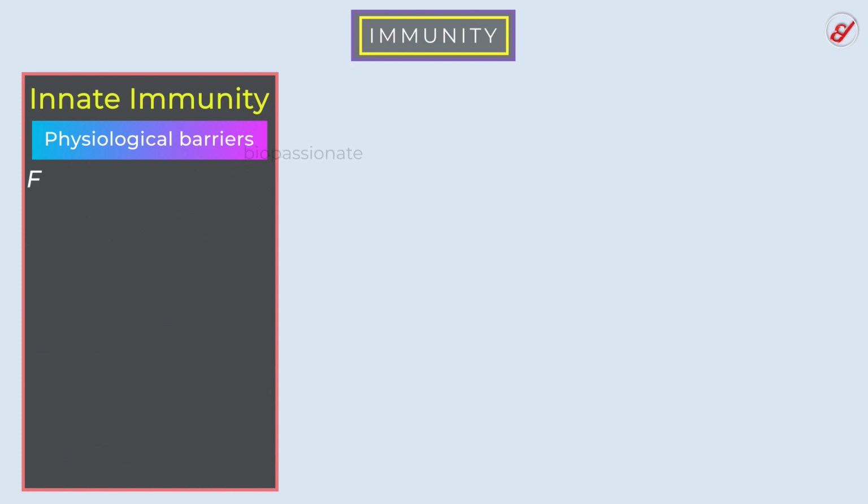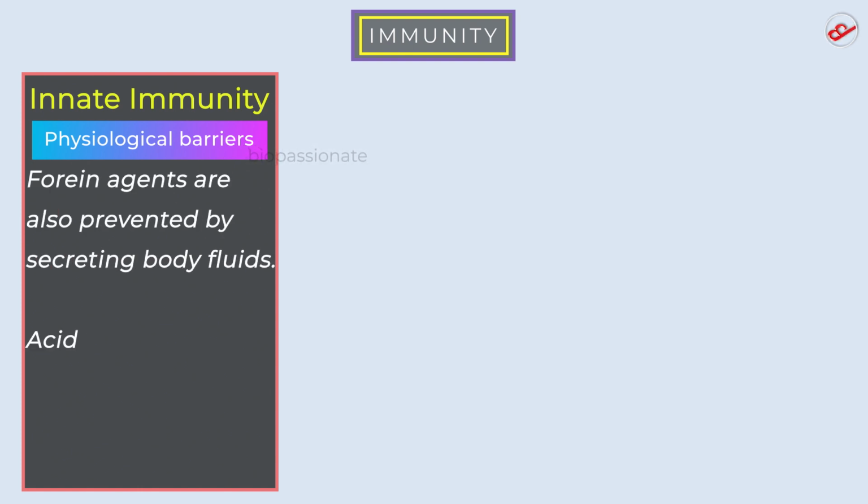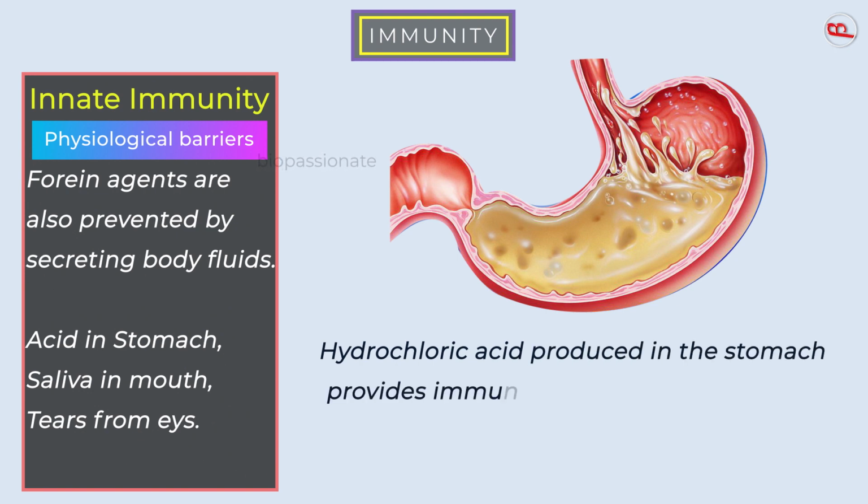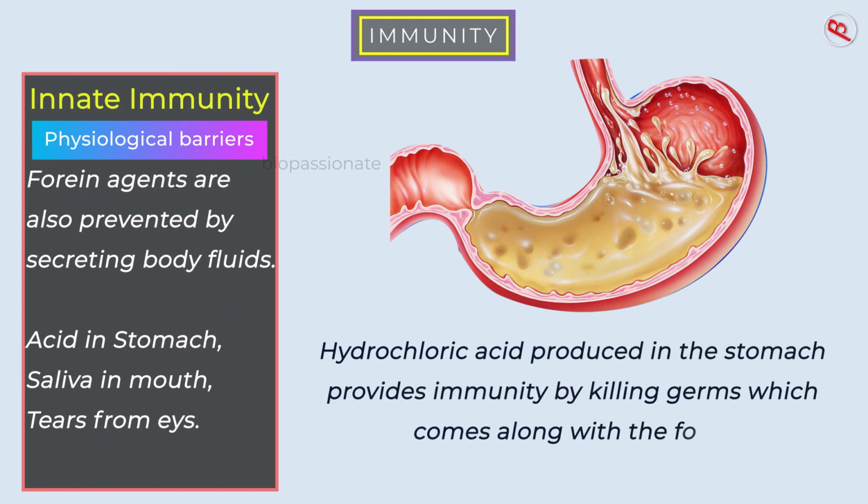Foreign agents are also prevented by secreting body fluids. This kind of innate immunity is called physiological barriers. Acid in the stomach, saliva in the mouth, and tears from the eyes are the best examples. Hydrochloric acid produced in the stomach provides immunity by killing germs which come along with the food.